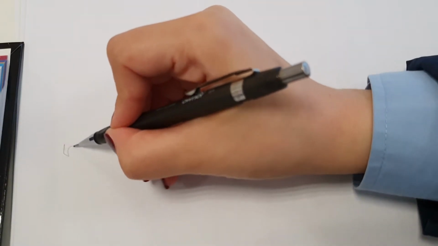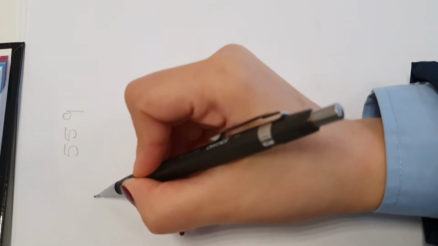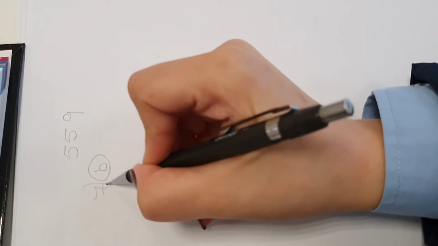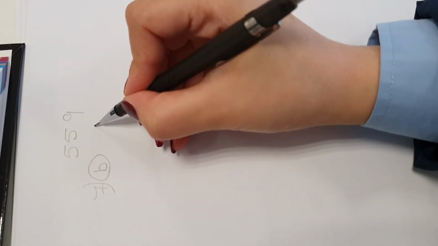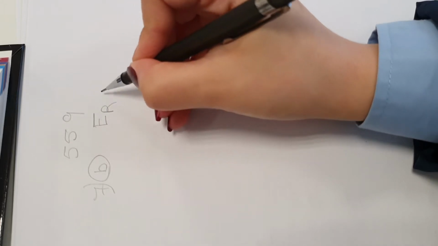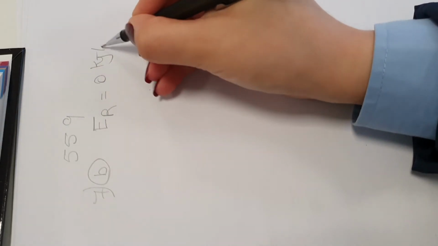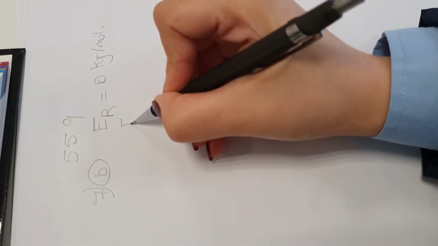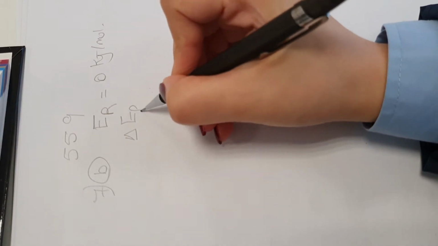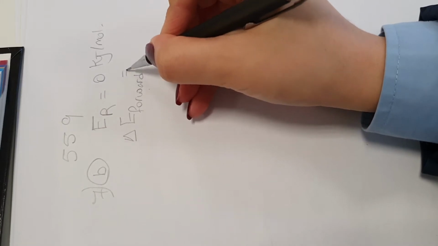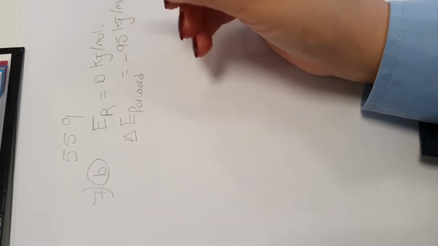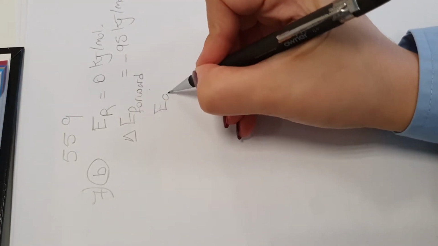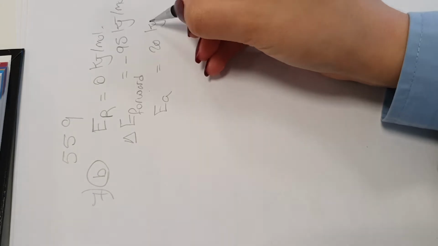Okay, and now I will solve from page 559, question 7b. I have solved 7a in class. Here he said to replace the reactants at 0. So the energy of reactants equals 0 kilojoule per mole. The delta E, the enthalpy of the forward reaction, equals negative 95 kilojoule per mole. The activation energy equals 20 kilojoule per mole.